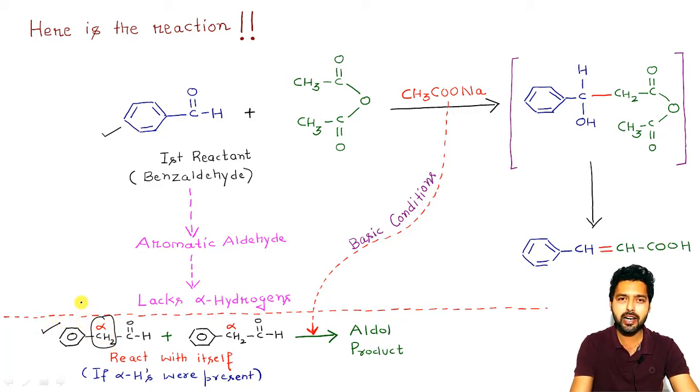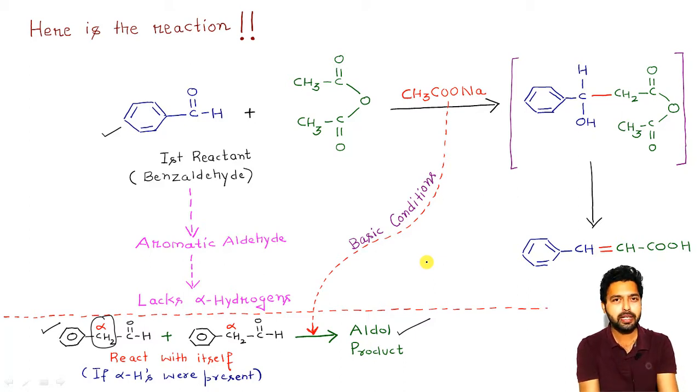atoms, it may undergo a self-condensation type of reaction giving rise to aldol product formation, which we do not require in this particular reaction because we are not talking about the aldol reaction here. What we are talking about here is the Perkin reaction, right? So we will always be taking aromatic aldehydes which lack alpha hydrogen atoms because we do not want a side product in the form of some aldol condensation product, right?